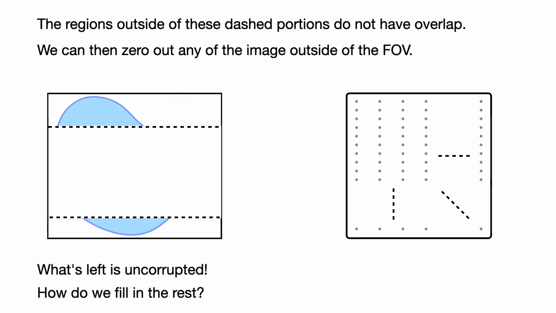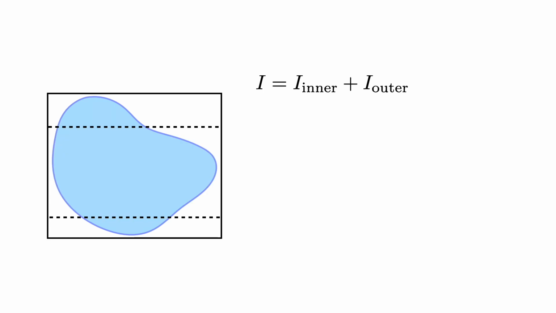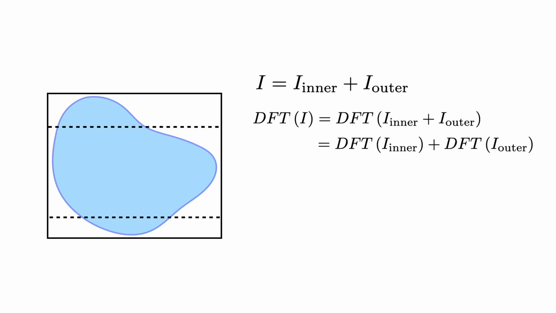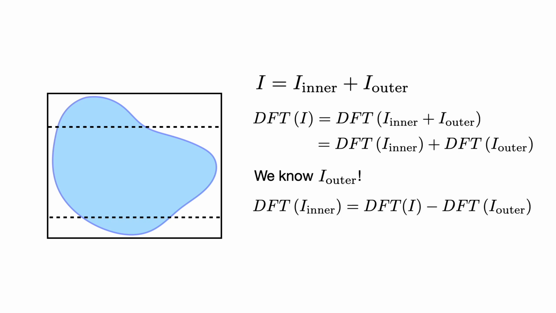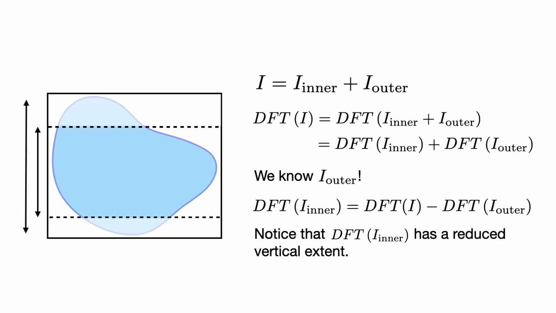The question remains, how do we fill in the rest? Well, we know that the total image is the inner portion plus the outer portion. We can take the DFT of both sides of this equation, and equality holds. The DFT is linear, so we can distribute across the sum. And recall that we know I outer. We were able to reconstruct I outer just from every other column of samples. Thus, the DFT of the inner portion is just equal to the DFT of the total image minus the DFT of the outer region. Notice that the inner region has a reduced vertical extent when compared to the total field of view. And this is what we're going to leverage to reduce the number of samples.